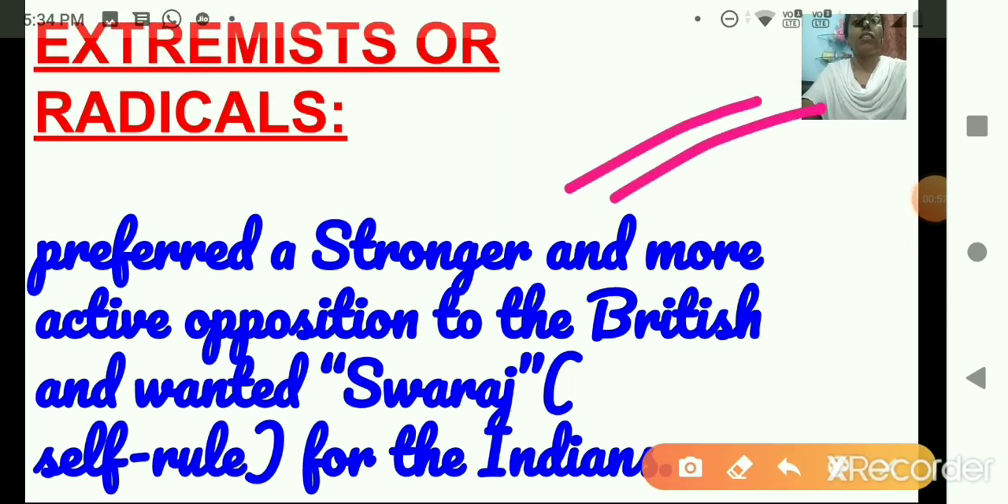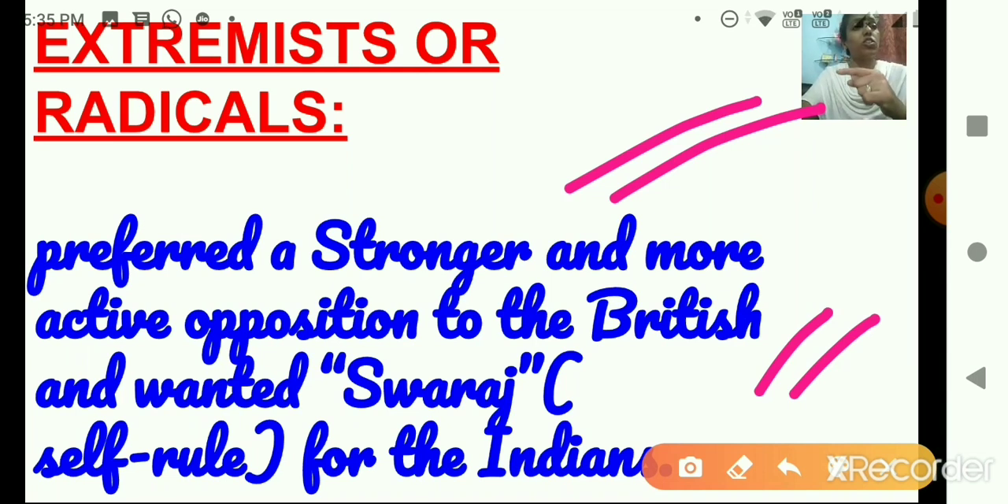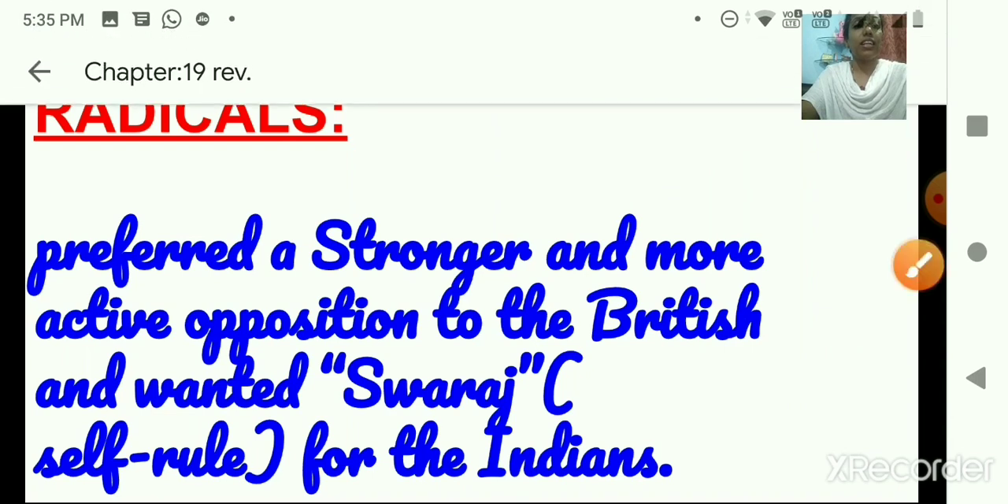extremists or radicals. Okay, now the moderates had a very soft approach, whereas the extremists or the radicals, how were they? Let's see. Extremists or radicals preferred a stronger and more active opposition to the British and wanted Swaraj, that is self-rule for the Indians. Okay, so first we saw those leaders who were very moderate, that means very soft, and here are the different leaders who are extremist, that is the radicals. They are much stronger compared to the moderates. Let's see who the radicals are.